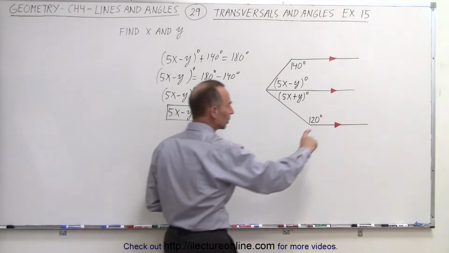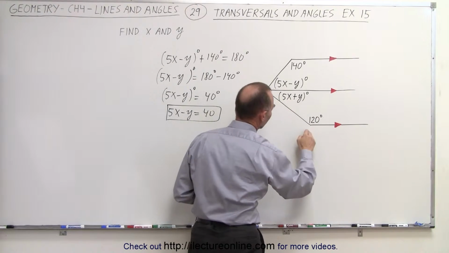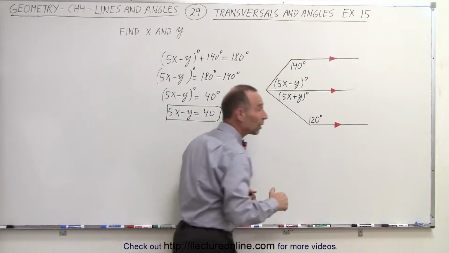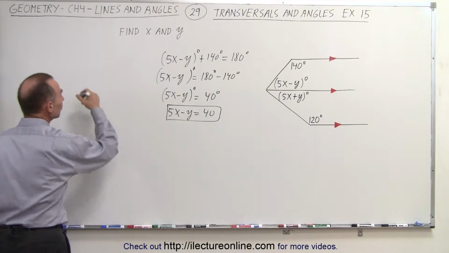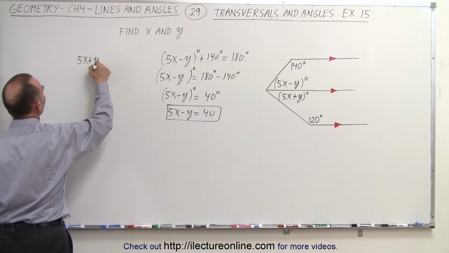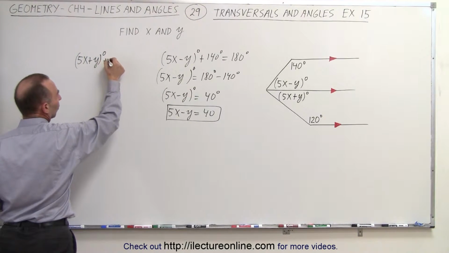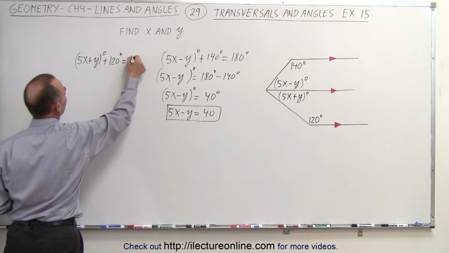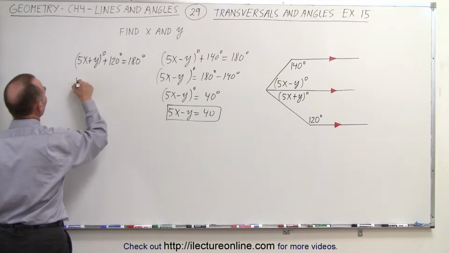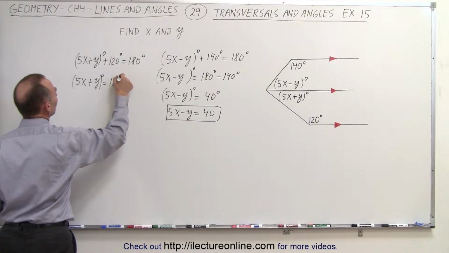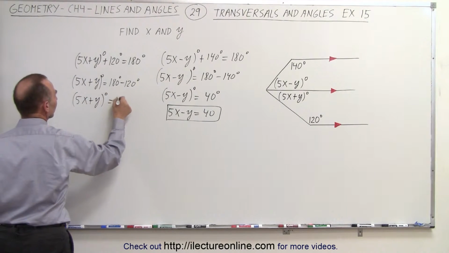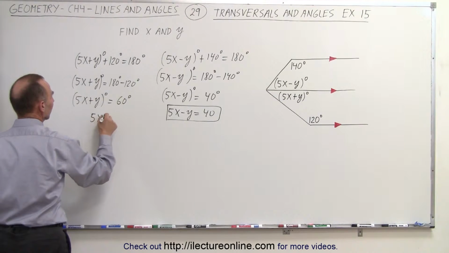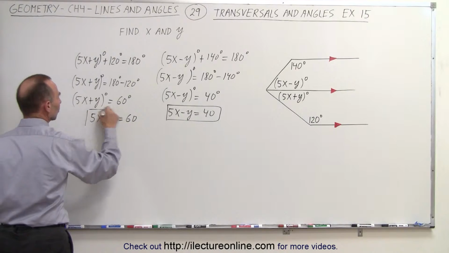So for that, we're going to take a look at these two lines right here, which are parallel, this transversal, which means that these two angles right here are what we call consecutive interior angles, which means that their measures add up to 180 degrees, which means that we can write that 5x plus y degrees plus 120 degrees must add up to 180 degrees, which means that 5x plus y degrees is equal to 180 degrees minus 120 degrees, or 5x plus y degrees is equal to 60 degrees, which means that 5x plus y equals 60, and there's our second equation.